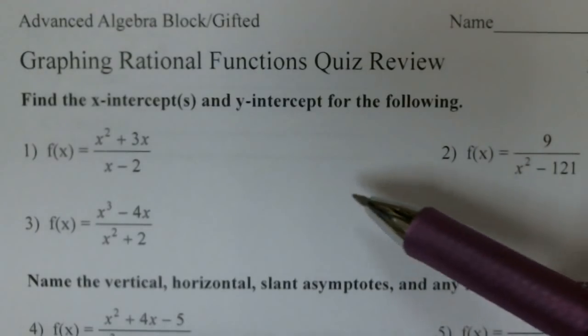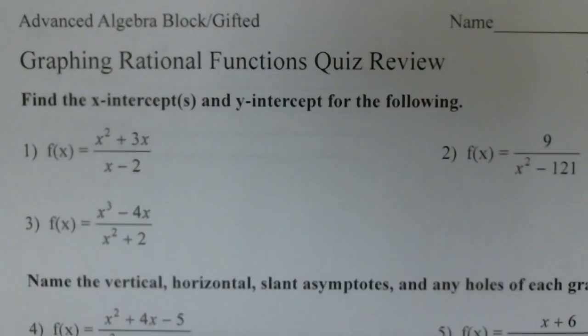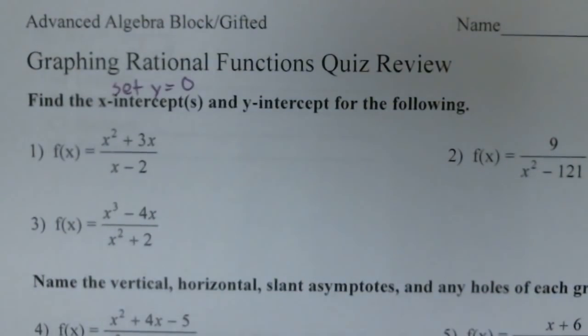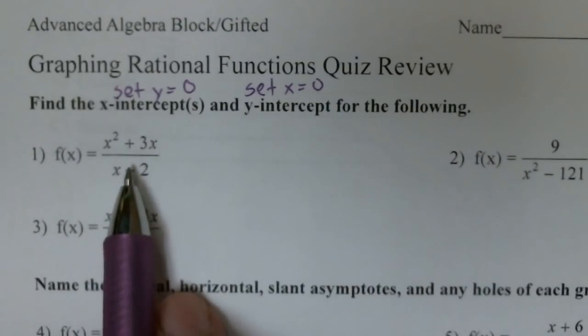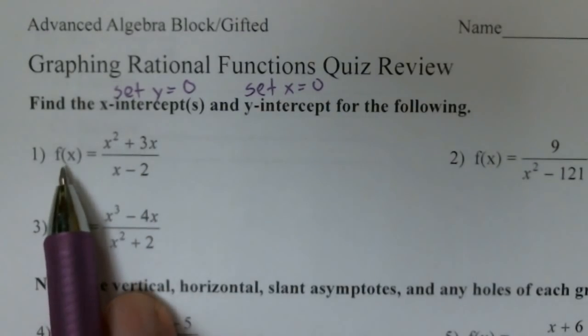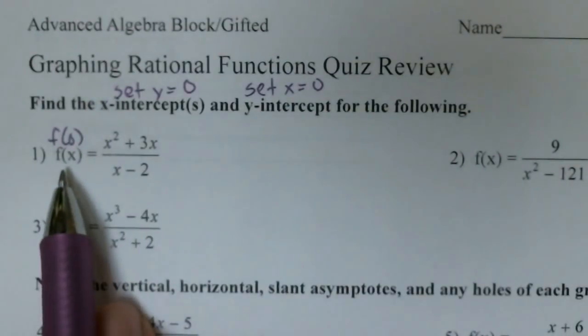So number one here, they're asking us for the x and the y intercepts. So for the x-intercept, I'm basically setting y equal to 0. And for my y-intercept, it's the reverse. I'm setting x equal to 0. Okay, so we just take these one at a time. For my x-intercept, I'm setting f of x equal to 0. Okay, I want to know when this is 0.